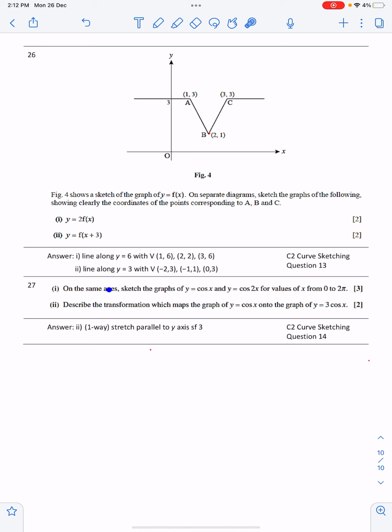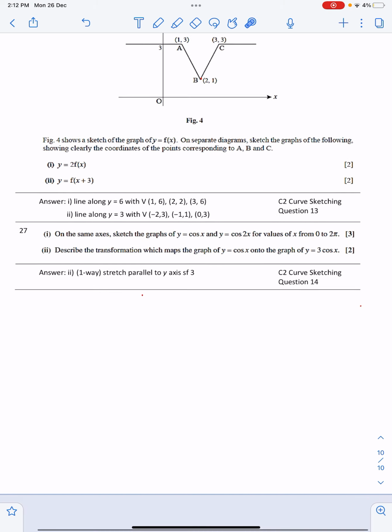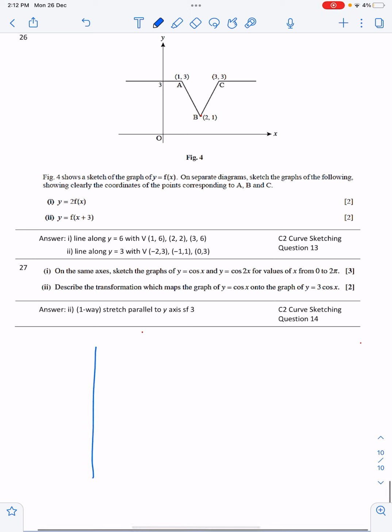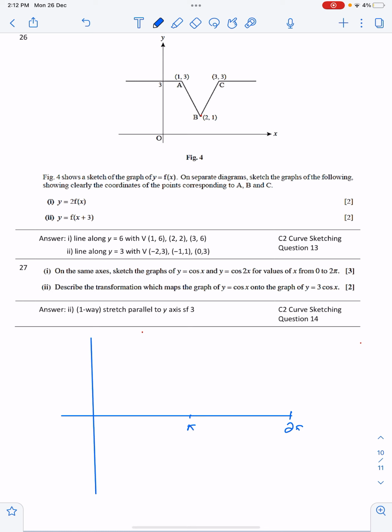It says on the same sketch, sketch the graph of y equals cos of x and y equals cos of 2x for the values of x from 0 to 2 pi. So y equals cos of x, if I have to draw from 0 to 2 pi, the graph is going to be this. This is the graph of y equals cos of x.